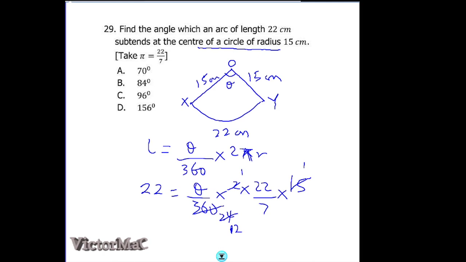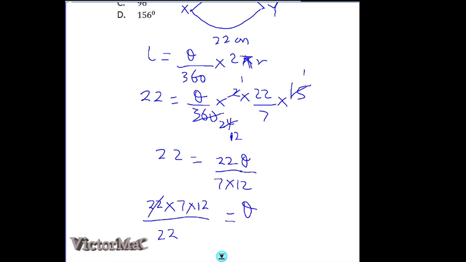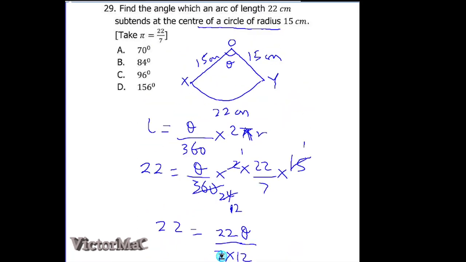So when we cross multiply, let's just write the leftover. We have 22 equals to 22 over 7 and 12, and then theta. All right. So when we cross multiply, the numerator at the right hand side will become denominator here, and the denominator on the right hand side will become numerator on the left. So 22 cancel out 22. So the angle theta is 7 times 12, and that's 84 degrees, and that is option B.